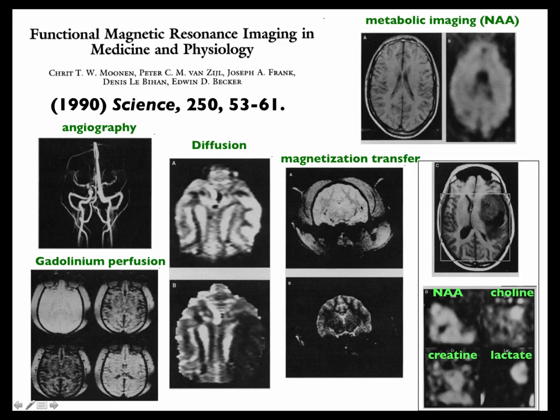Essentially, that looks at macromolecules and basically how much free water is around macromolecules. It's the environment around the tissue. It's novel relative to T1 or T2. You have metabolic imaging. Basically, it's spectroscopy, but spatially encoded spectroscopy, where you can actually look at various metabolites as well. So this was the state of the art in the early 90s.